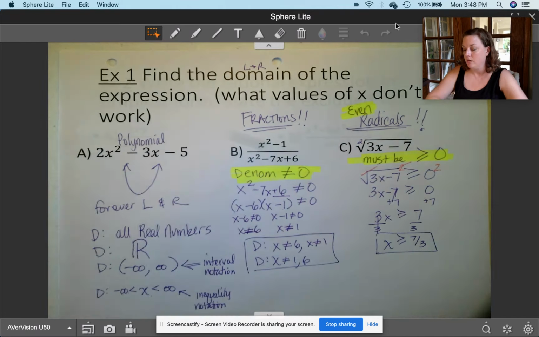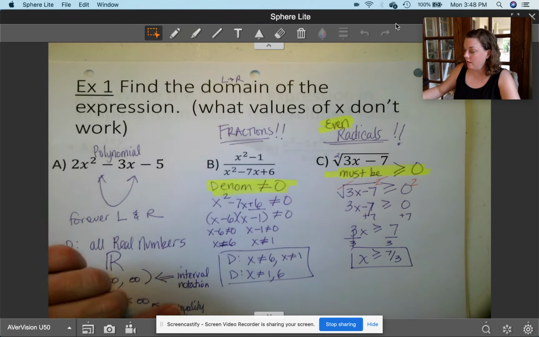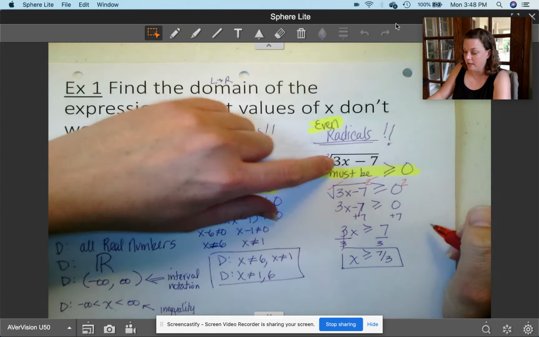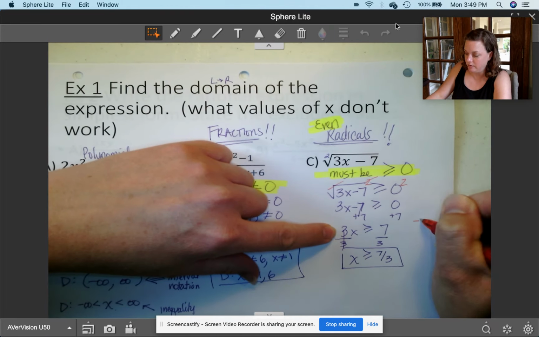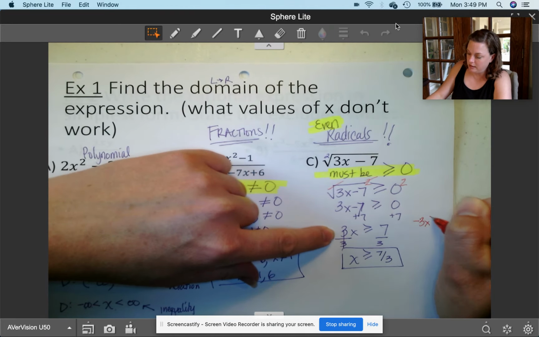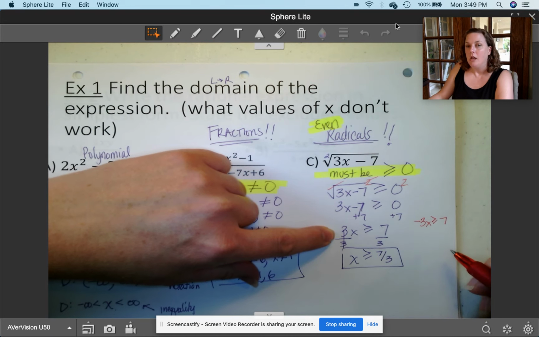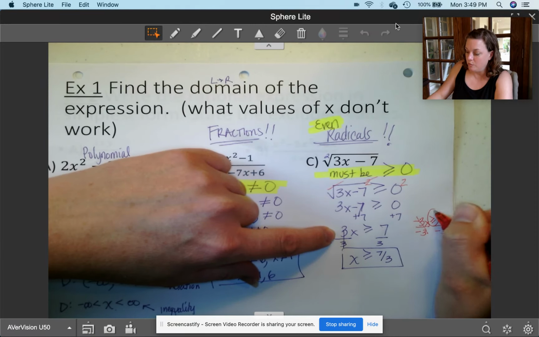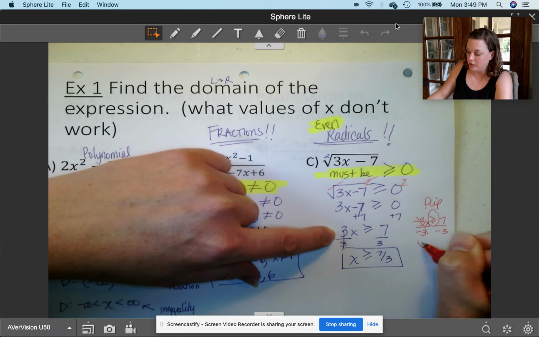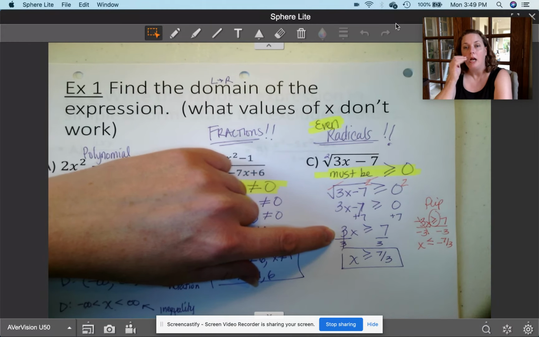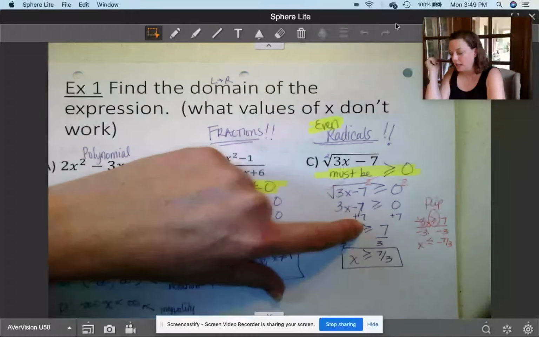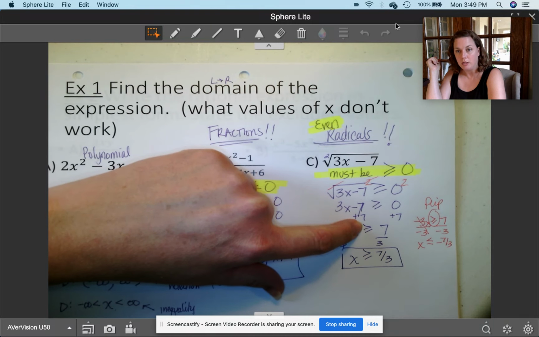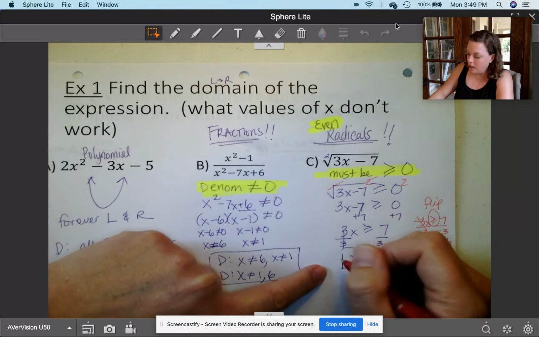And remember, if that was a negative, let's say it was negative right here, 3x is greater than or equal to 7, and we had to divide by a negative value, then you must flip the inequality. So x would become less than or equal to negative 7/3. Be very, very careful. Don't forget that little property. When you multiply or divide by a negative value, you flip your inequality symbol. All right. So this is the domain.